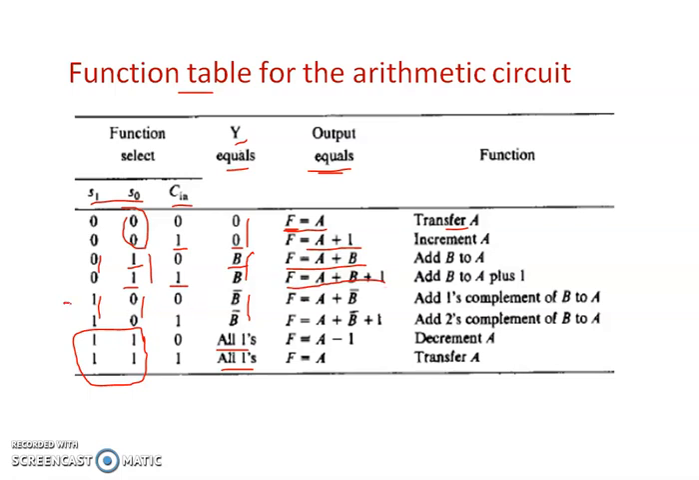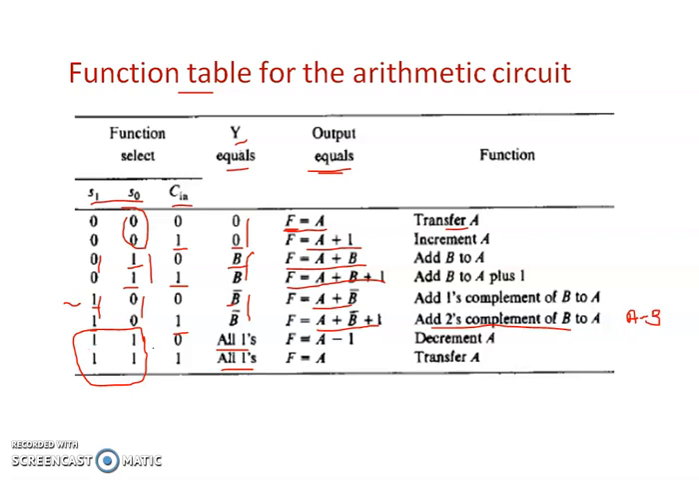Next, if S1 is equal to 1, which means that Y will take the complement of B, the function output will be A plus B complement. If S1 equal to 1 and Cin equal to 1, then F is A plus B complement plus 1, which is the 2's complement of B added to A, and that is equivalent to A minus B.